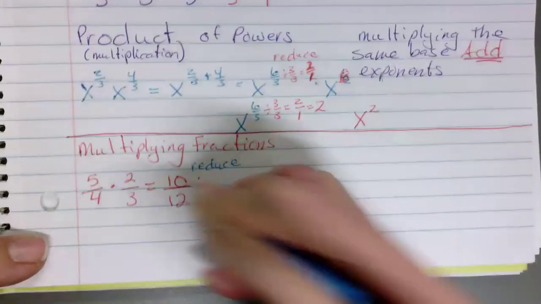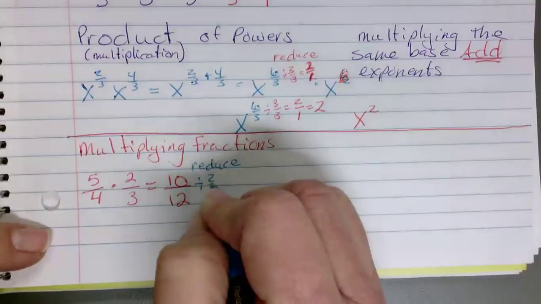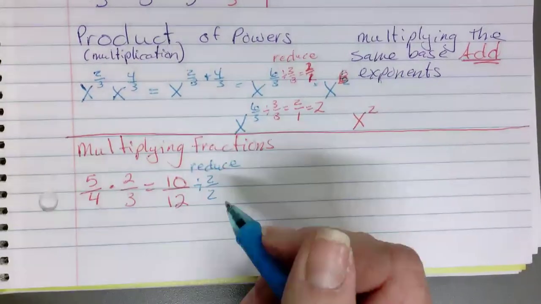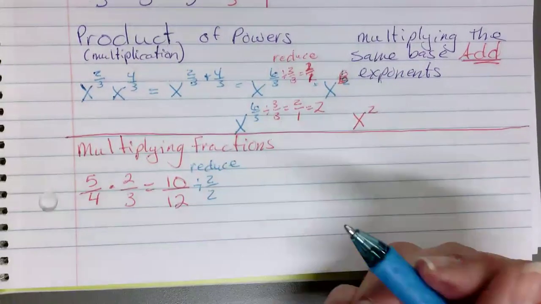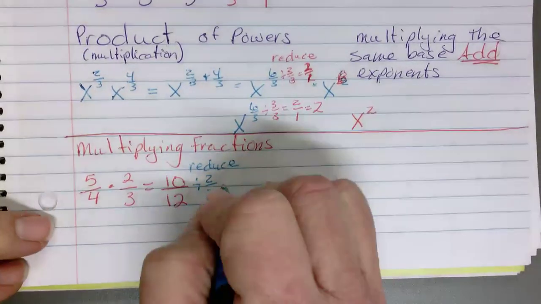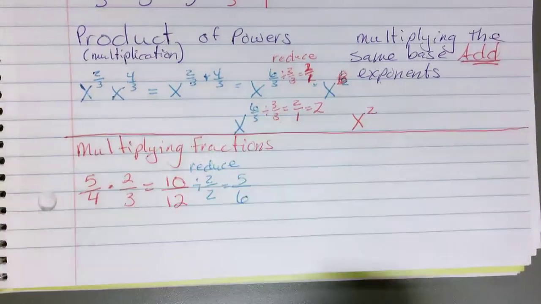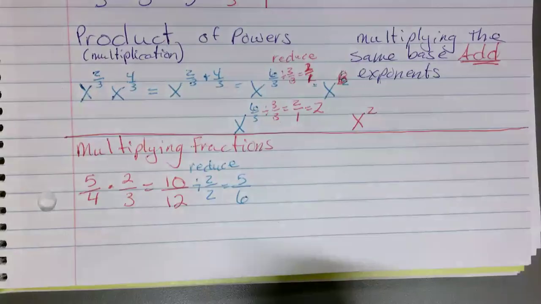Let's see, they're both even, so I know I can divide by 2 over 2. Sometimes I'll check, if 2 over 2 will work, I'll also check 4 over 4 in case more than one can go in. 10 divided by 2 is 5. 12 divided by 2 is 6. And that would be your answer.